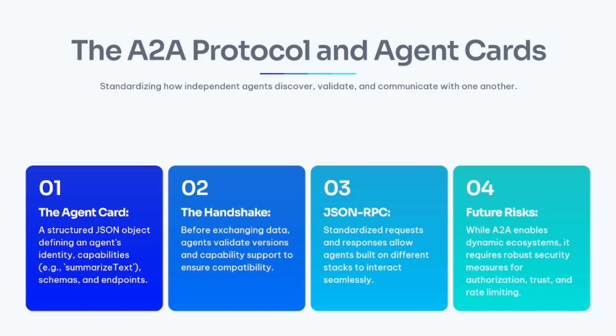So these can be designed using agent cards, which are JSON structured objects defining an agent's identity and capability. We have the handshake. Before exchanging data, agents validate versions and capability support. JSON RPC standardizes requests and responses, allowing agents built on different stacks to interact seamlessly. This is why agent-to-agent enables a dynamic ecosystem. It requires robust security measures for authorization, trust, and rate limiting.